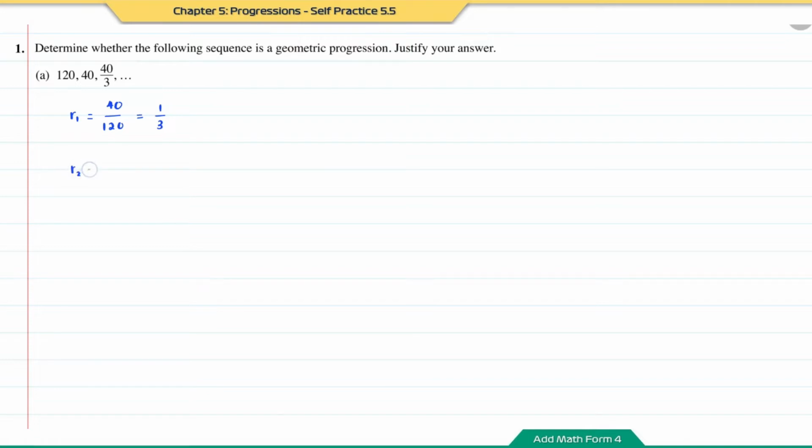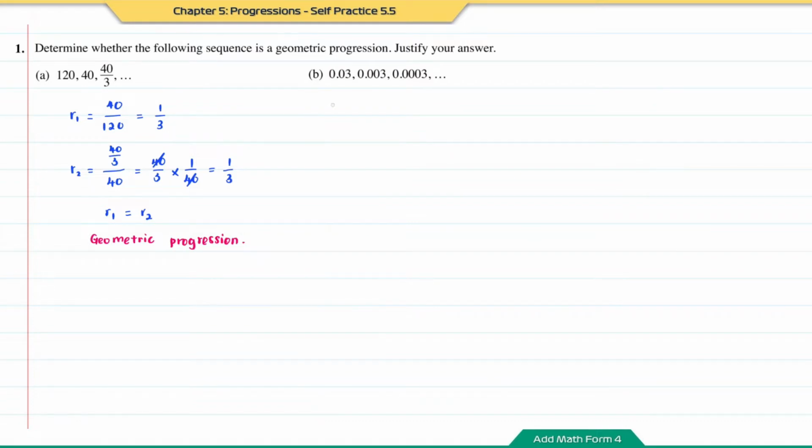Then I will continue to find the common ratio between the term 40 over 3 and the previous term, which is 40. This is the same as 40 over 3 multiplied by 1 over 40. So this 40 here will be cancelled, therefore the answer will be 1 over 3. As these two common ratios that we found are a constant value, which is 1 over 3, therefore this sequence is a geometric progression.